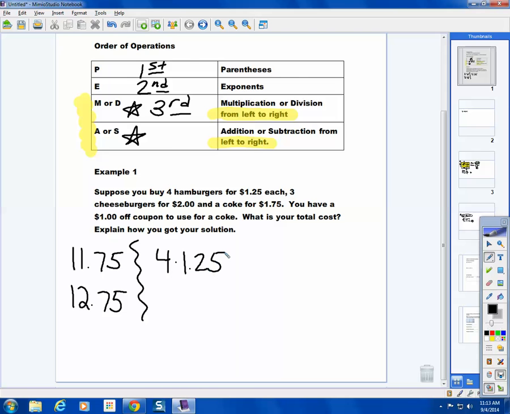Because there were 4 hamburgers for $1.25 each. You guys agree with that? Okay, what'd you do after that? 3 times 2. 3 cheeseburgers, $2 a piece. Okay. What else did you do? Yeah. Well, it's just 75 cents because it's $1 off. Okay, so you're kind of ahead of the curve a little bit.